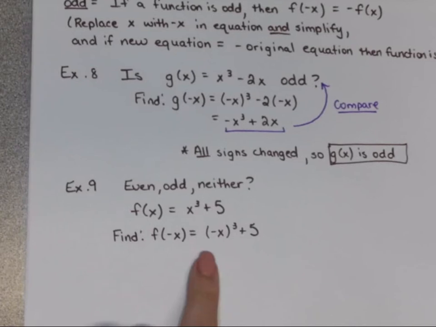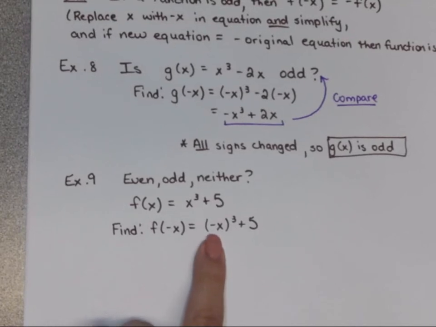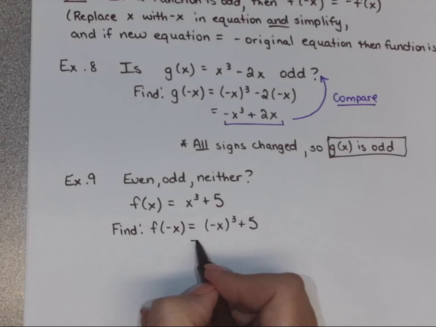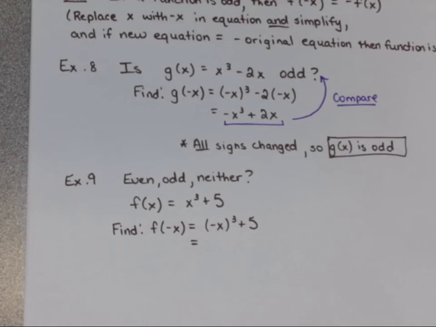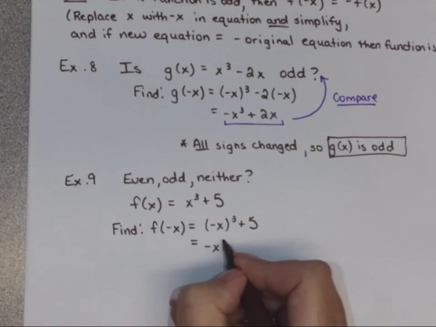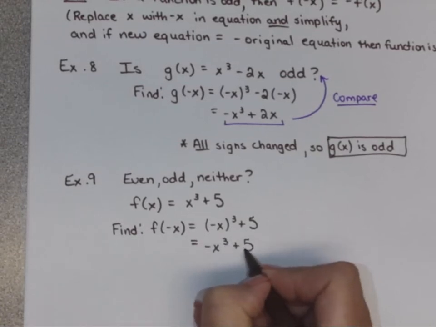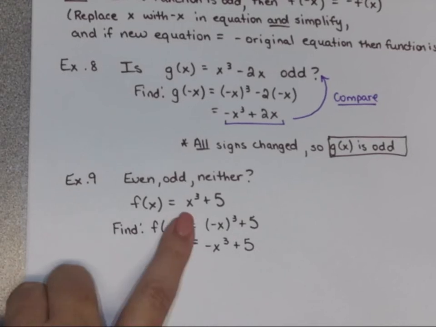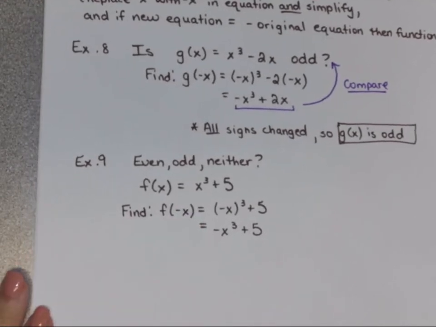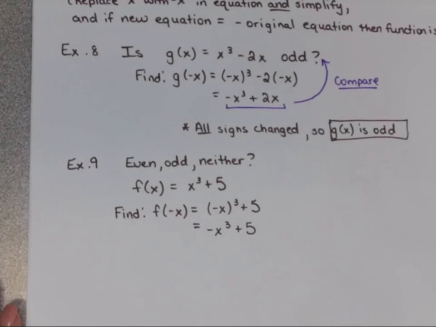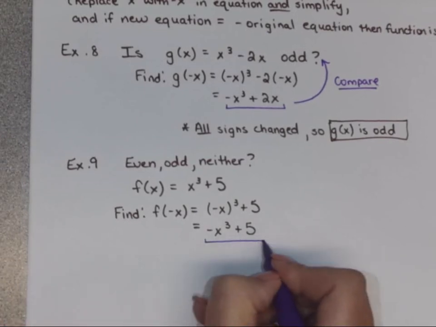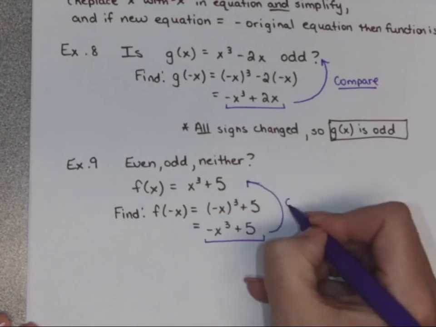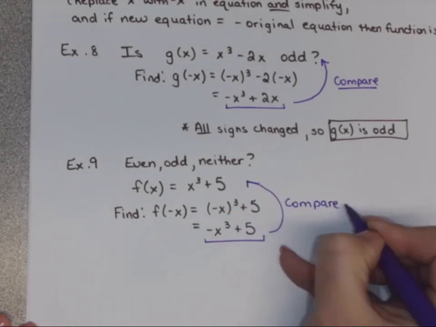Okay, so kind of like we did on the last one, what kind of sign are we going to get if we have 3 negatives? A negative times a negative would be positive, but then times 1 more would be a negative, right? This last one's cubed, x cubed. All right, so we get negative x cubed plus 5. Okay, and then we're going to compare this back to the original. So we're just going to run through our options here.